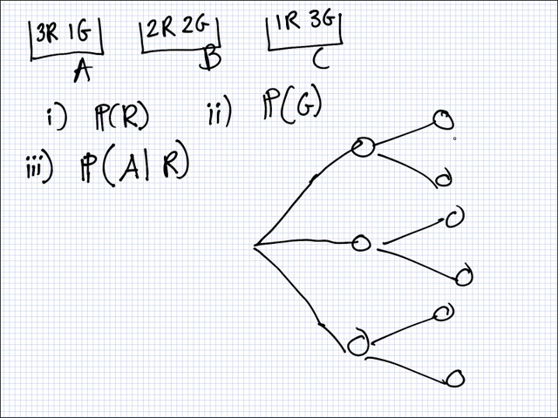What's the first number for R? 3 red, 1 green. 2 red, 2 green. 1 red, 3 green.